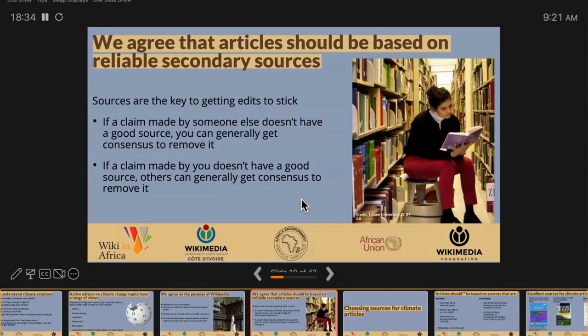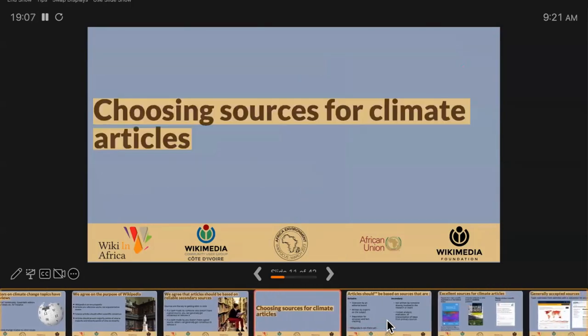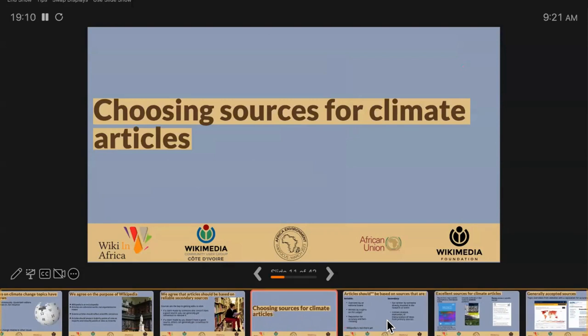And that really is the key to getting edits to stick. If somebody else is making a claim and they don't have a good source, you can usually get consensus to remove it. And if you put in something that doesn't have a good source, other people can usually get consensus to remove that. So we tend to decide what should be included and what should be excluded based on the quality of sourcing, and of course whether what you're saying is accurately reflecting the sourcing. So I want to talk about choosing sources for climate articles, because that's really the key to getting edits to stick. How do we choose our sources?